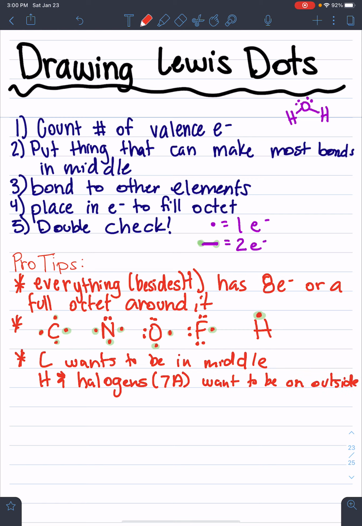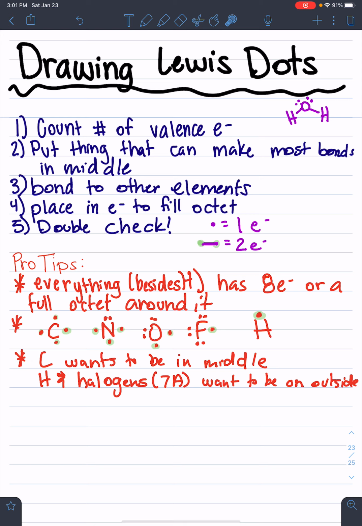So these ones aren't hard rules that you always follow, but generally, besides the first one, which you always need to follow. This first one, everything besides H needs to have 8 electrons or a full octet around it. You always need to follow that. So that means like this oxygen, if you go up to the top and you look at that, this oxygen has 2, 4, and then remember 6, 8 in these bonds. So it has 8 around it.